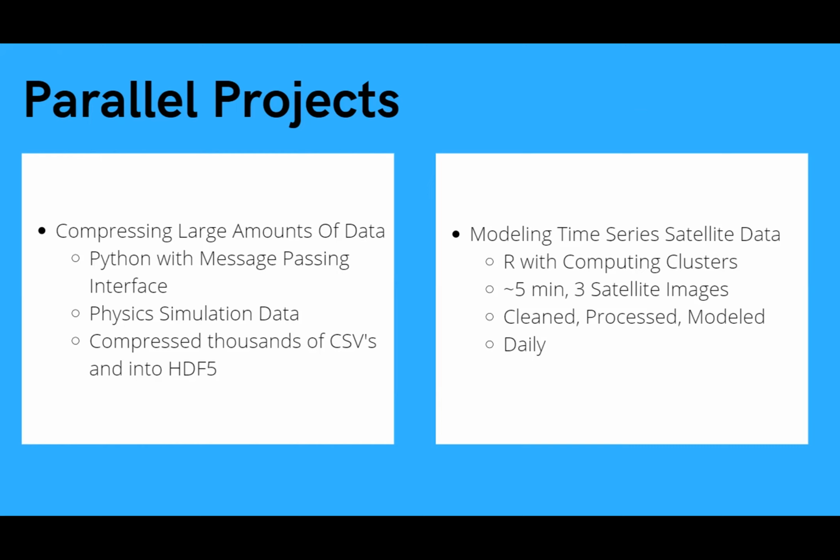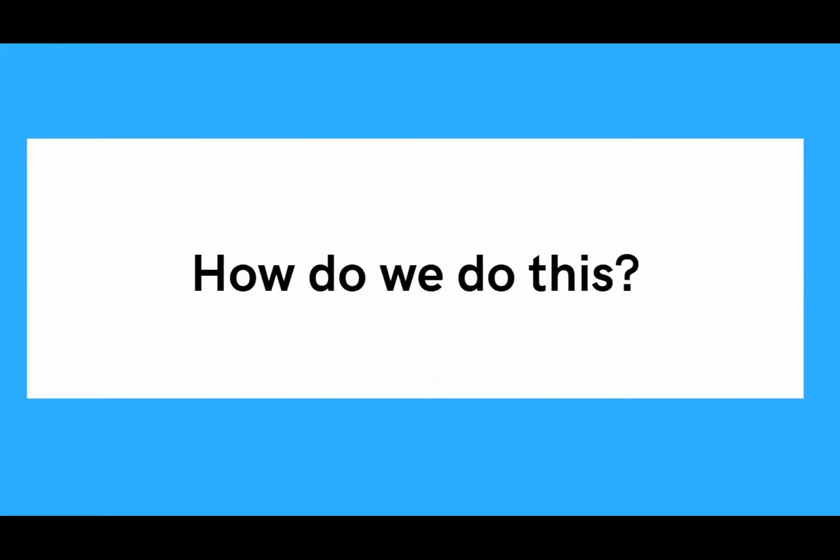So these are some tasks where I thought, man, this is taking forever. I can sit here for hours and hours waiting for this to run, twiddling my thumbs, or I can speed this up and make it more efficient. So how do we do this? How do we do parallel computing?